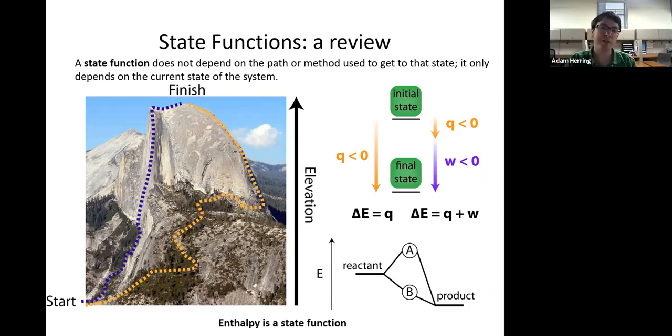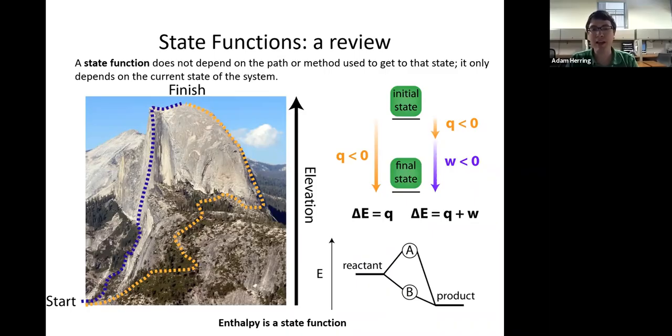We learned about state functions initially at the beginning of the semester. A state function is a process or a function that does not depend upon the path or method used to get to a given state. It only depends upon the current state of the system.